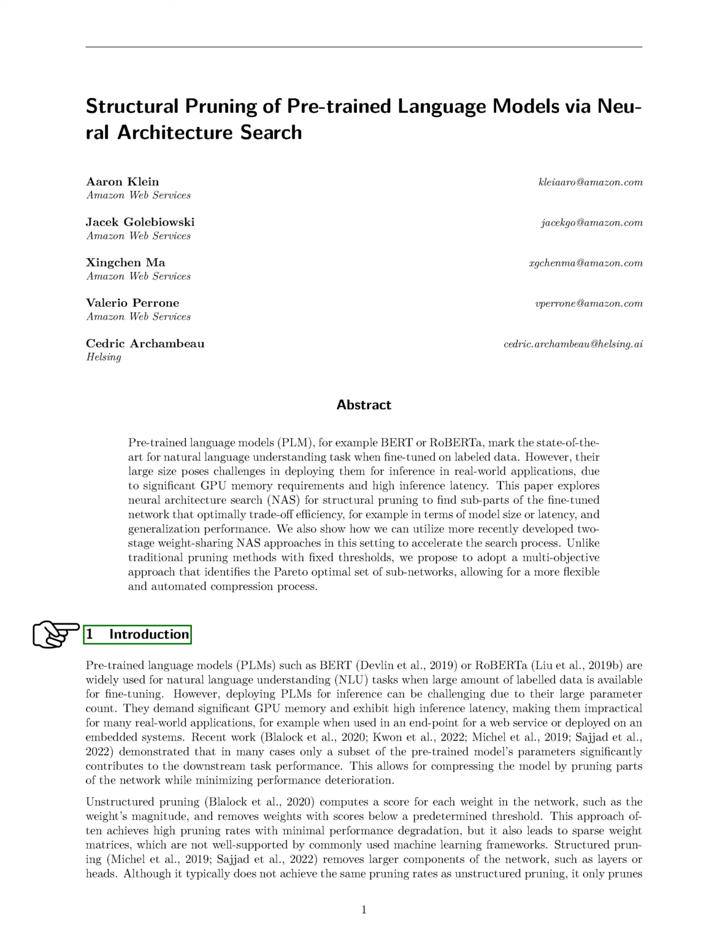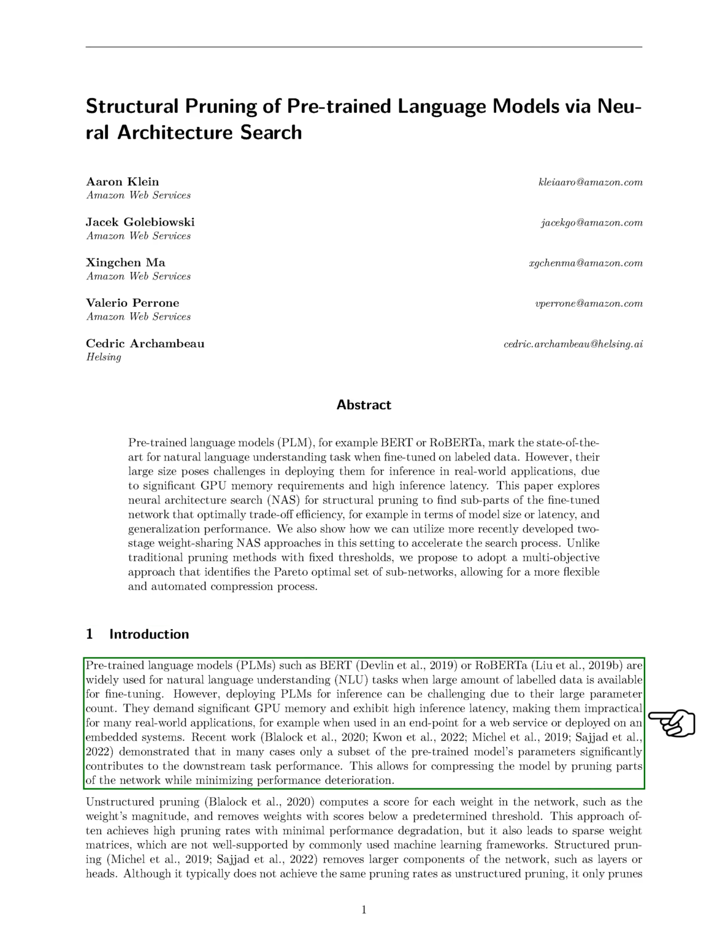Section: Introduction. In this section, we will discuss the use of pre-trained language models, PLMs, like BERT or RoBERTa for natural language understanding tasks. While these models are effective when fine-tuned with a lot of labeled data, deploying them for real-time applications can be challenging due to their large size and high memory requirements. Recent research has shown that only a subset of the model's parameters significantly impact task performance. This insight allows us to compress the model by removing less important parts without sacrificing performance.